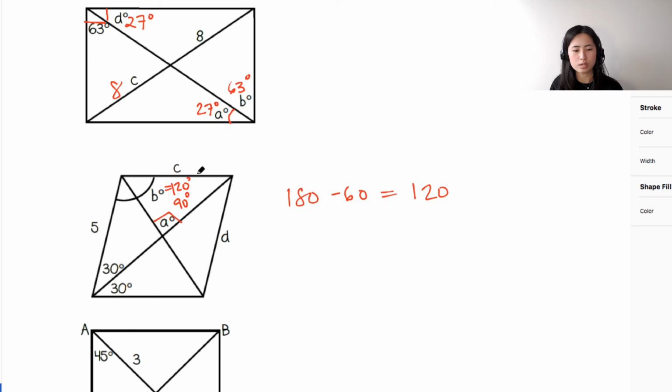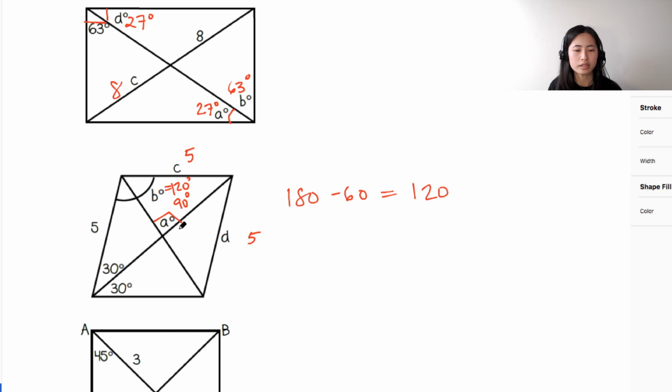Okay, so once you know that this is 120, this is 5 over here, because opposite sides are equal, right? And on top of that, all sides are equal in a rhombus. So if this is 5, this is 5, this is 5, and this is 5. And yeah, that's it. So we've solved all of the variables.